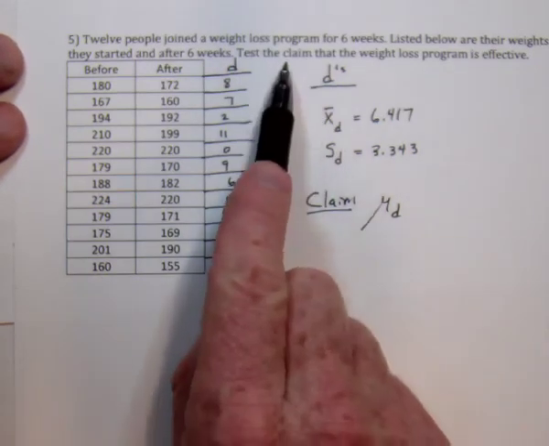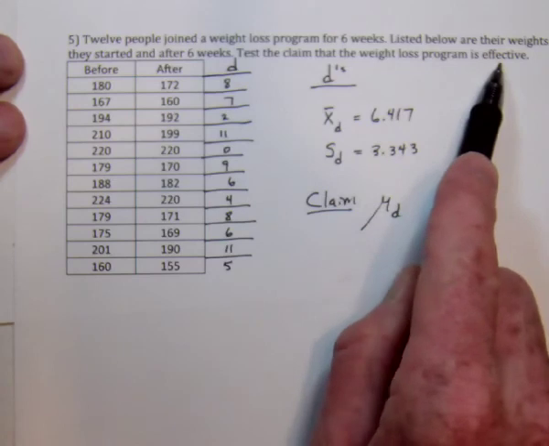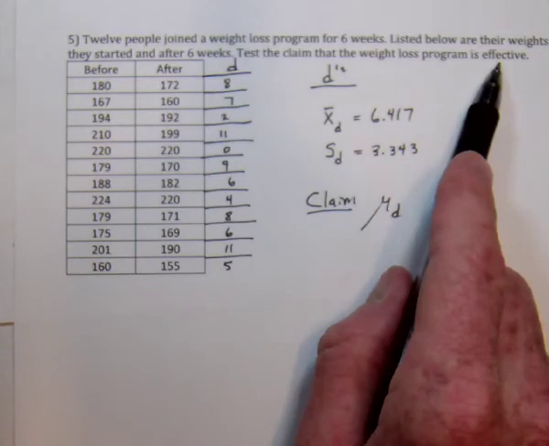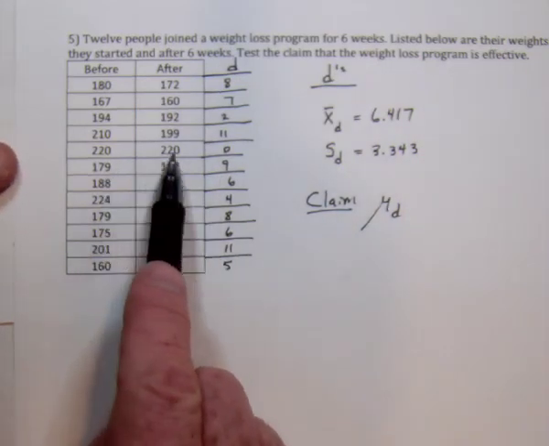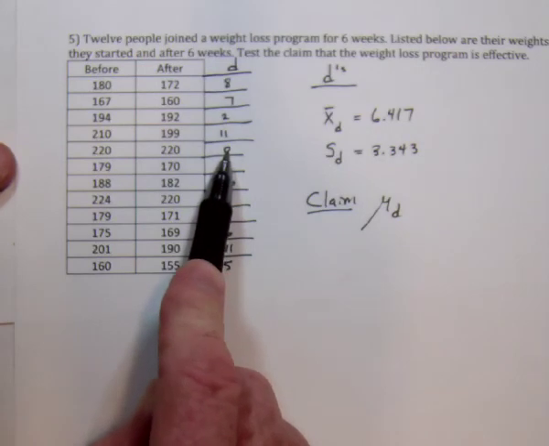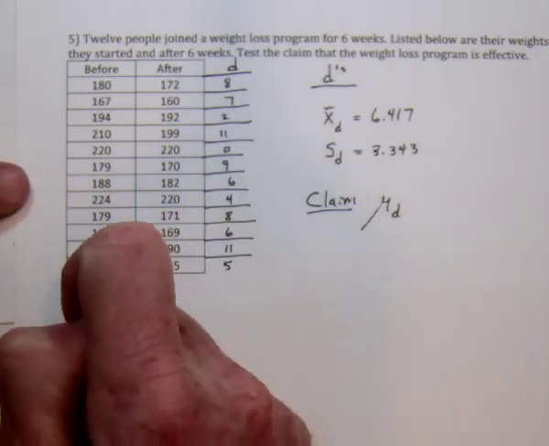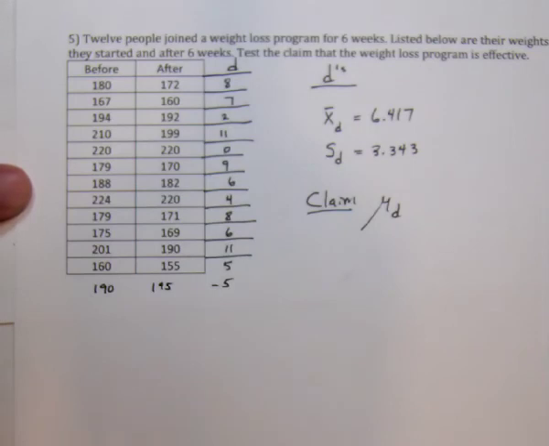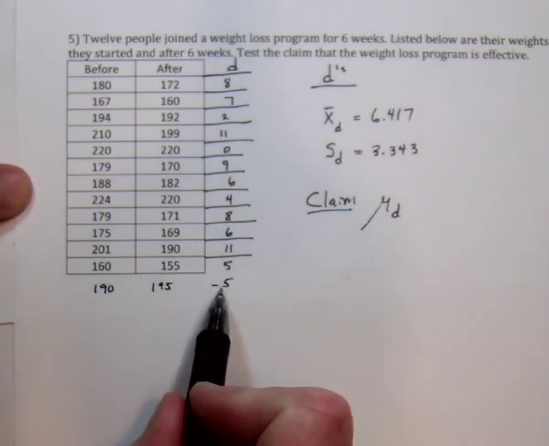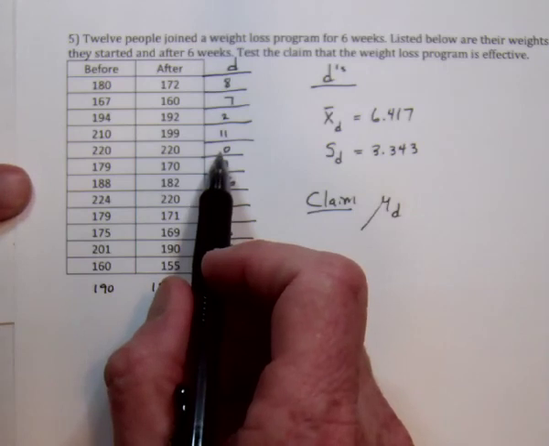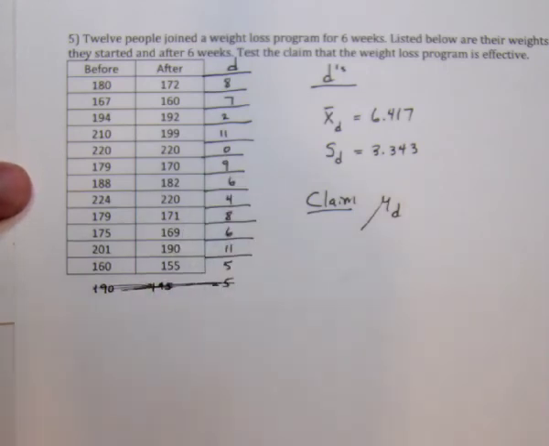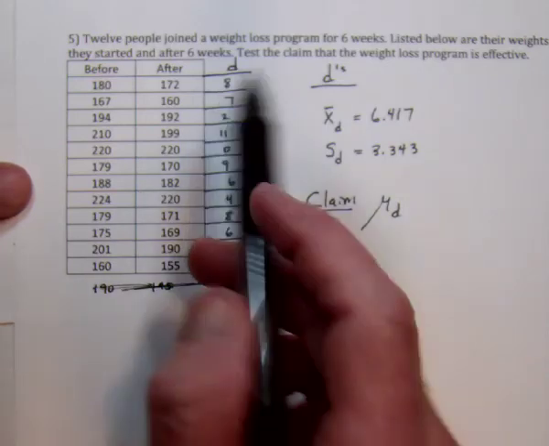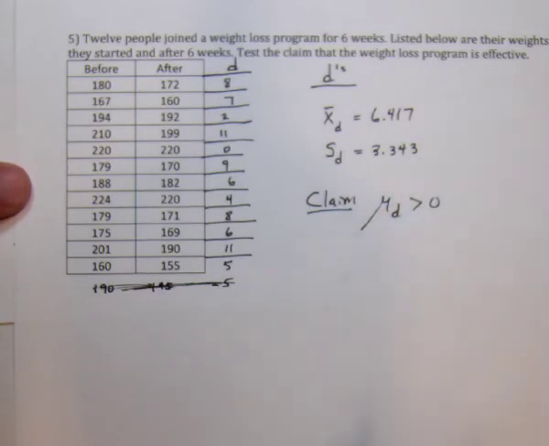So test the claim that the weight loss program is effective. So what does it mean for a weight loss program to be effective? Well, that means that people are losing weight. For example, was it effective for this person? No. If there was a person that gained weight, like for example, if somebody went from 190 to 195, then when I subtract, I would have gotten a -5. So if it's a negative, they're gaining weight. If it's a 0, they didn't lose any weight after 6 weeks. So those are not successes. It's effective when it's a positive number, when D is a positive number. So when the mean is a positive number, that means it's effective.